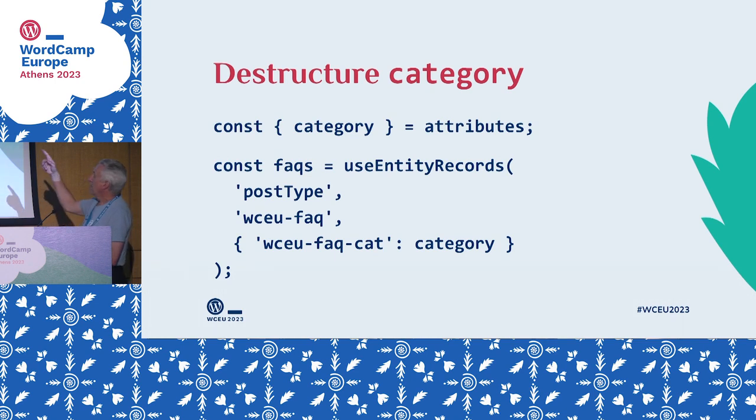And then, once we've got the attributes object, we can destructure category from it. At the moment, that's the only property the attributes object has, because it's the only attribute we've defined. Then we can use it in place of our hard-coded category on the last line there. And if you change it in block.json to the other category ID, it should change in the editor and in the front end.